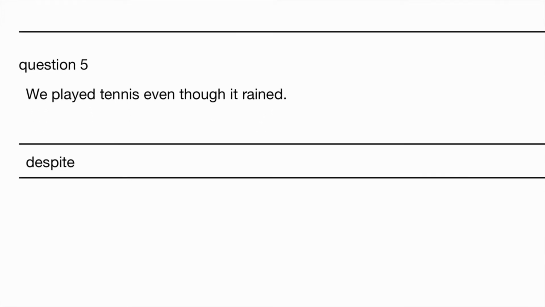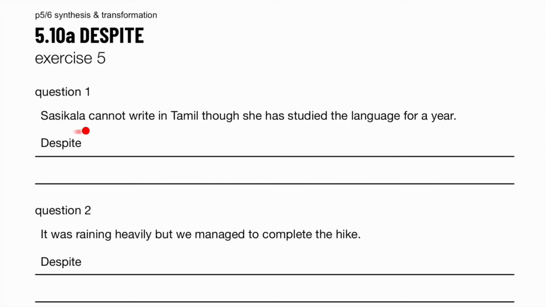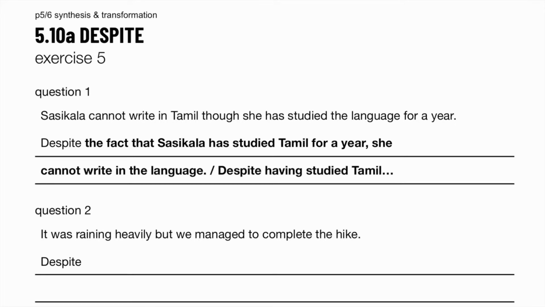Next, we played tennis even though it rained. So we played tennis despite the fact that it rained, or despite the rain. Exercise 5, Sasikala cannot write in Tamil though she has studied the language for a year. So despite the fact that Sasikala has studied Tamil for a year, she cannot write in the language. Alternatively, despite having studied Tamil for a year, she cannot write in the language.